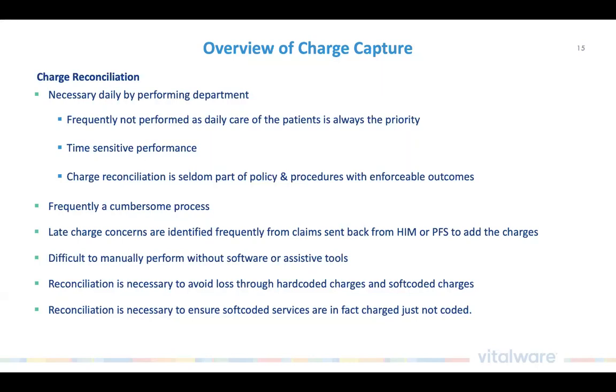Usually it's cumbersome. It's not user-friendly. Late charges are in every facility. They're frequently claims sent back from HIM to add charges or delete charges. It's difficult to perform manually without software. Reconciliation is necessary to avoid these losses through hard-coded charges or soft-coded charges, and to ensure soft-coded charges are in fact coded.